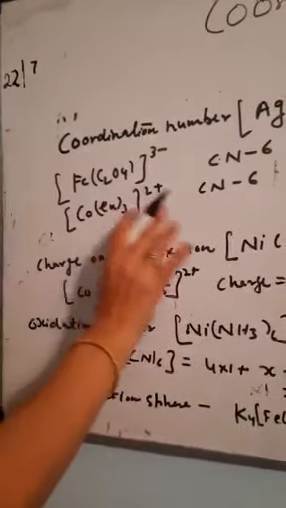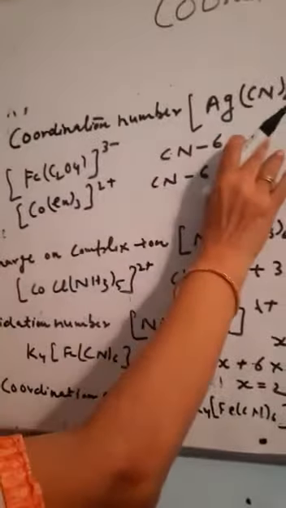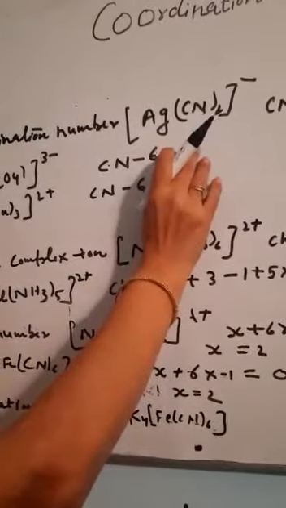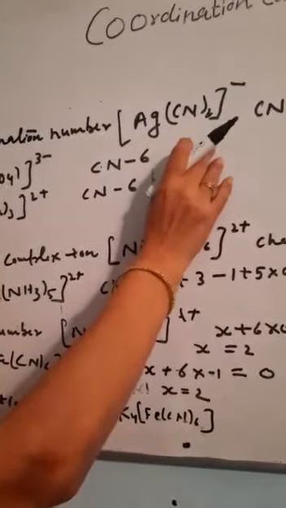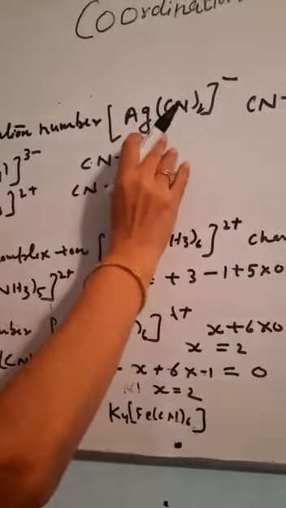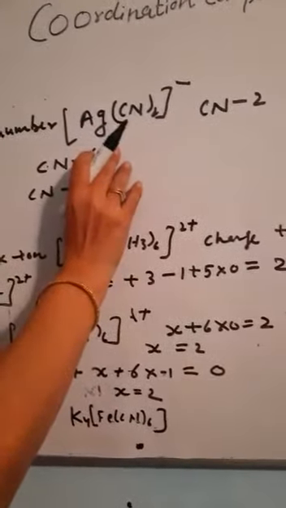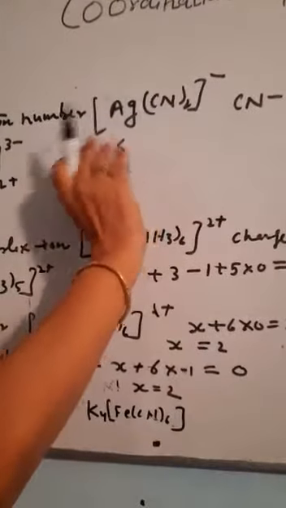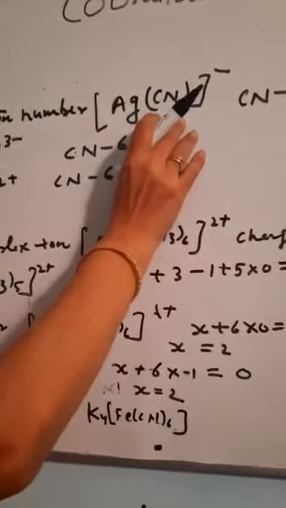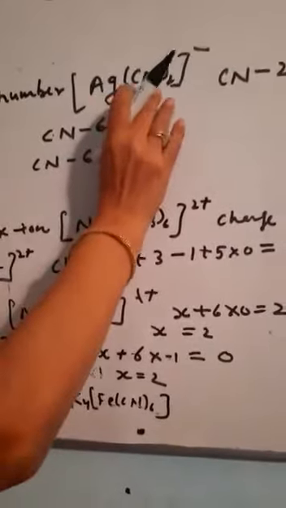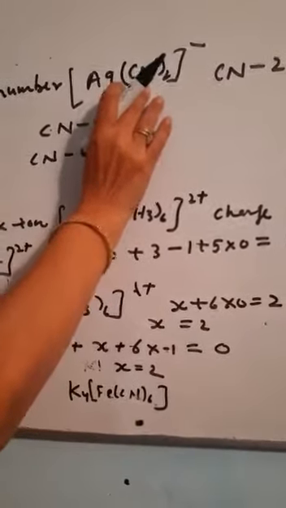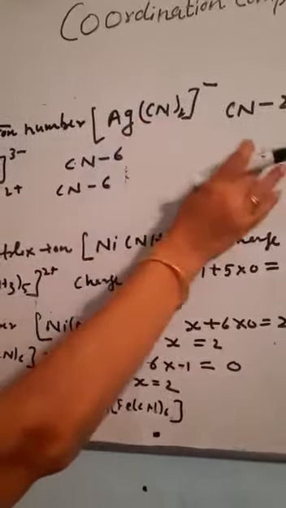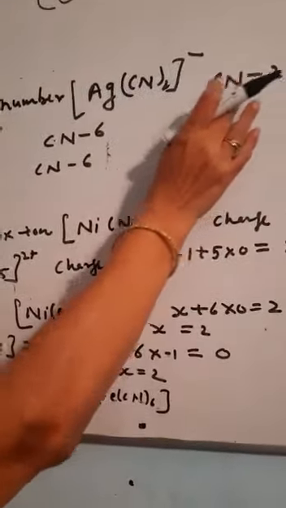Coordination number is the number of ligands which are attached to a central metal. If they are making a sigma bond, only then will it be calculated. If there is any pi bond, that will not be considered at all. In the first case, there are two cyanide groups attached to silver. These two are ligands, so the coordination number is 2.